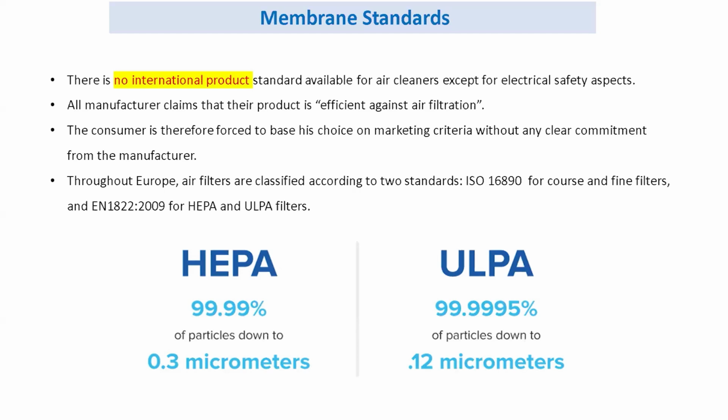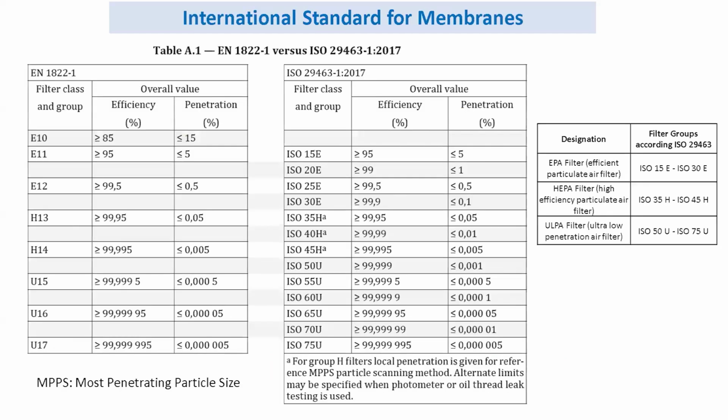HEPA goes up to 0.3 and ULPA goes up to 0.1. Various manufacturers have to decide which filter they want to use, and they would assess the pressure drop and things like that and suggest which one to go with. And this is some international standard. I'll pass on this slide.